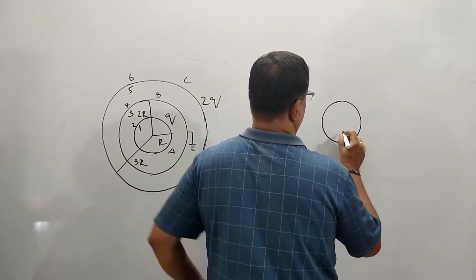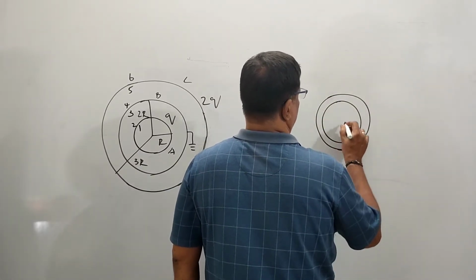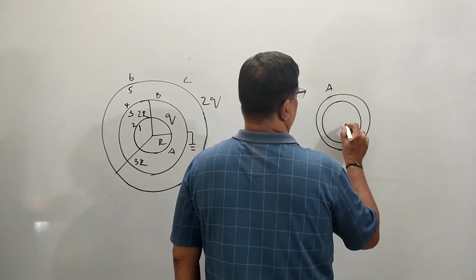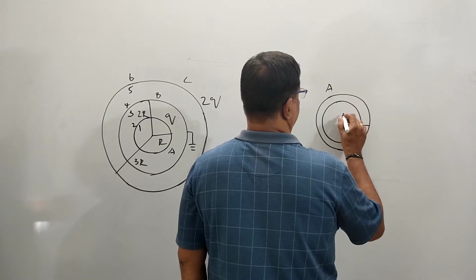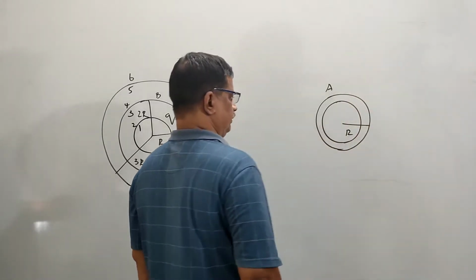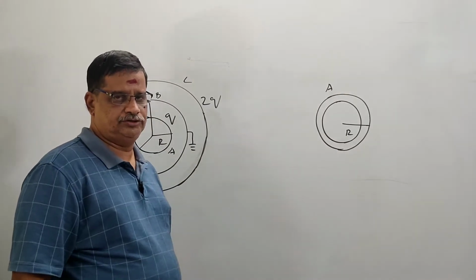This is our shell of radius r. It has two surfaces, inner and outer. So this is your A, and this is a radius r. This is the inner surface, and that is the outer surface. We have given a charge Q to this shell. We want to see where this charge is going to be distributed.